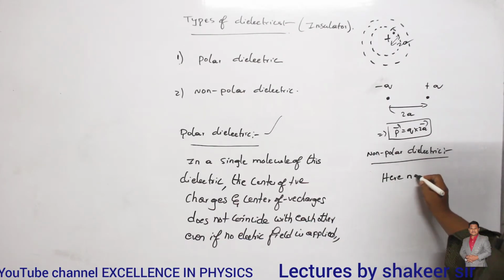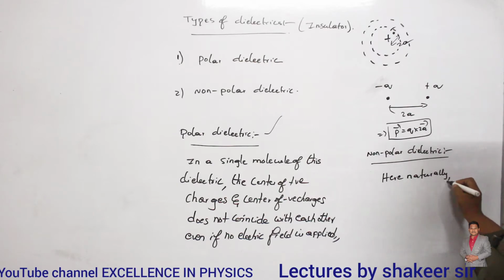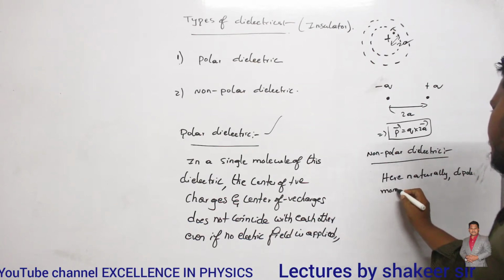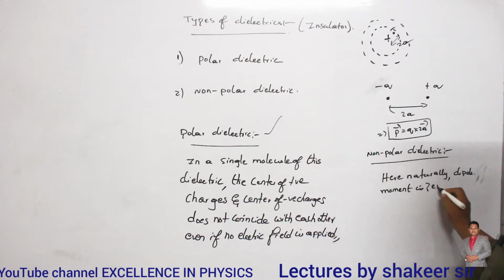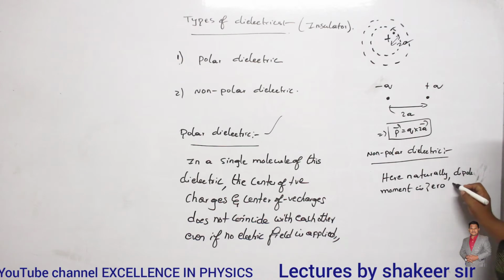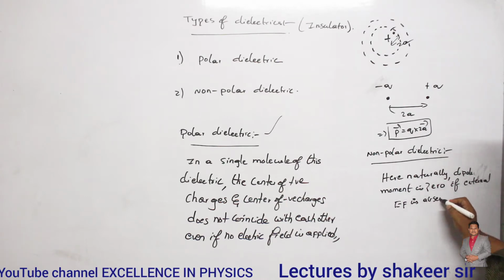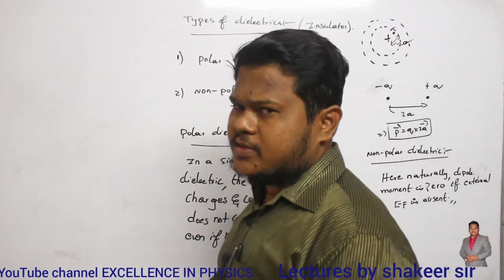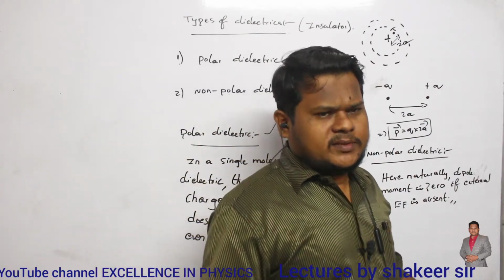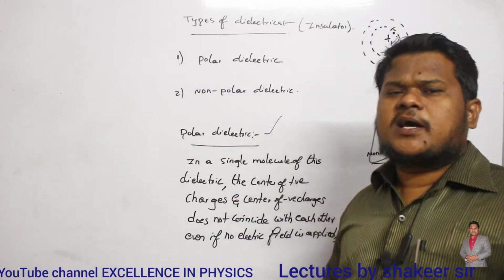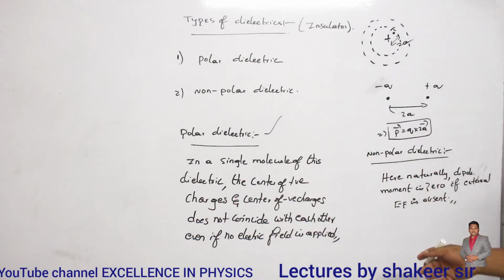Here, naturally the dipole moment is 0 if the external electric field is absent. What is the meaning of this? It means that the center of positive charges and the center of negative charges are coinciding with each other. So the natural dipole moment is absent, and that is called a non-polar dielectric.